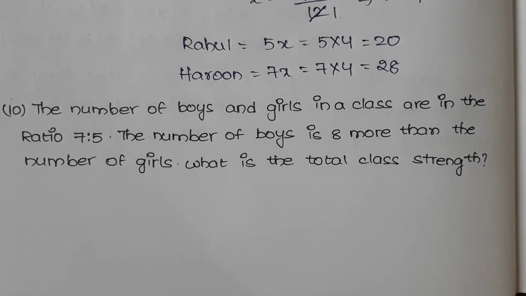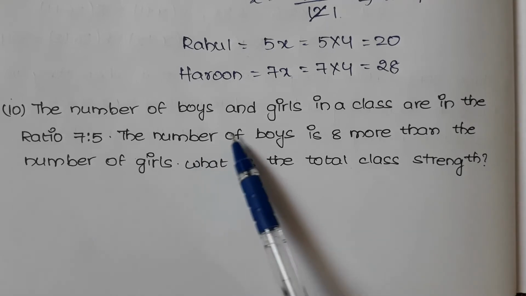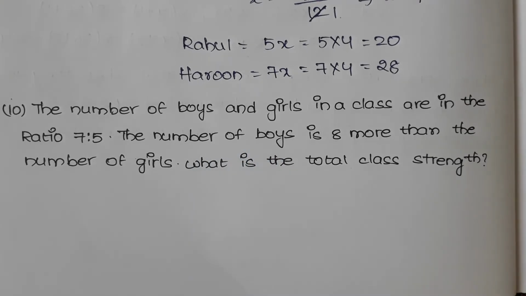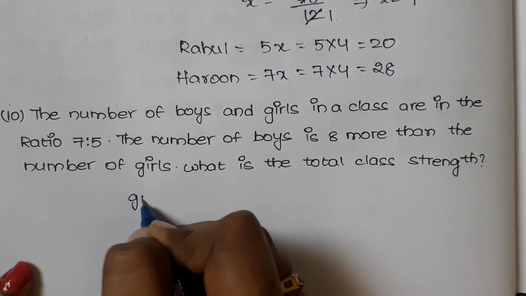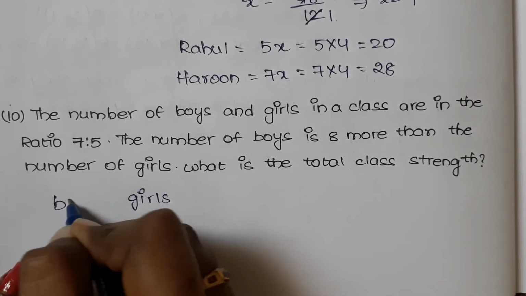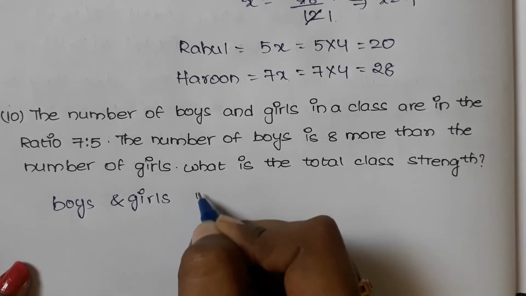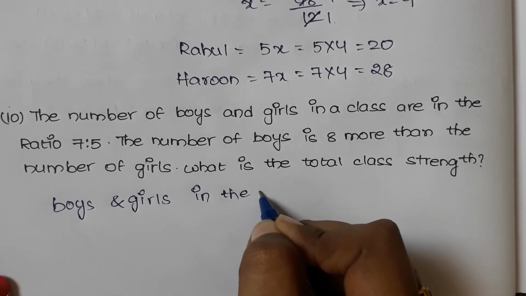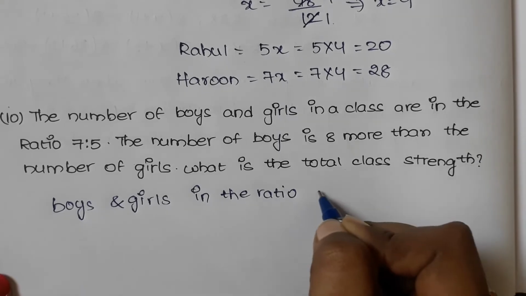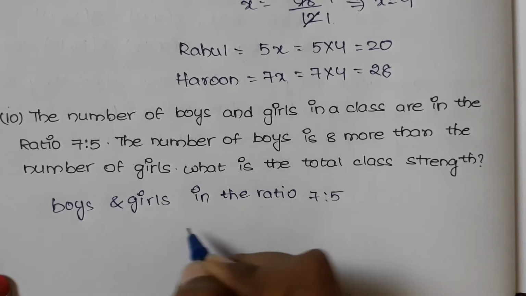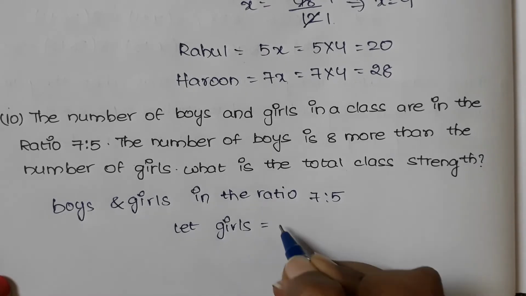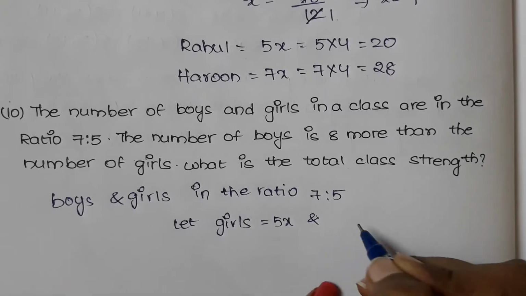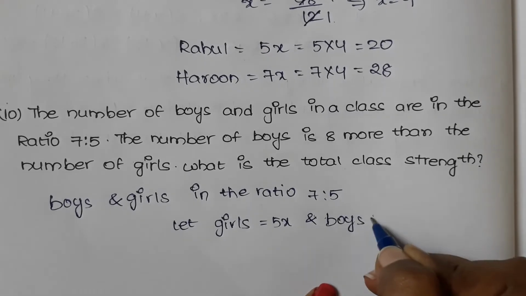Here it is given that the number of boys and girls in a class are in the ratio 7:5. Now according to that, let us assume girls and boys are in the ratio 7:5. That is, let girls be 5x and boys 7x.